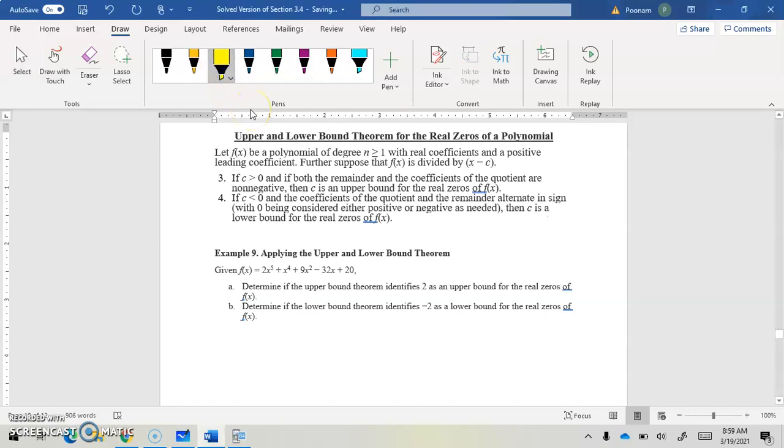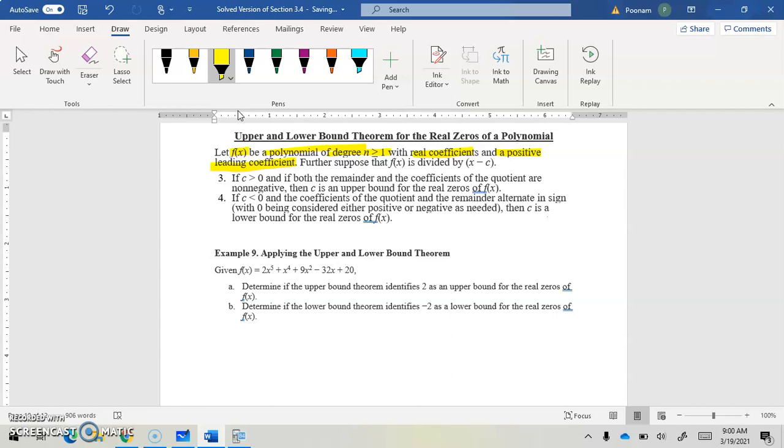Next we have the upper bound and lower bound theorem for real zeros of a polynomial. Let's read through it. Let f of x be a polynomial of degree n, which is more than or equal to 1, with real coefficients and positive leading coefficient. So these are the conditions.